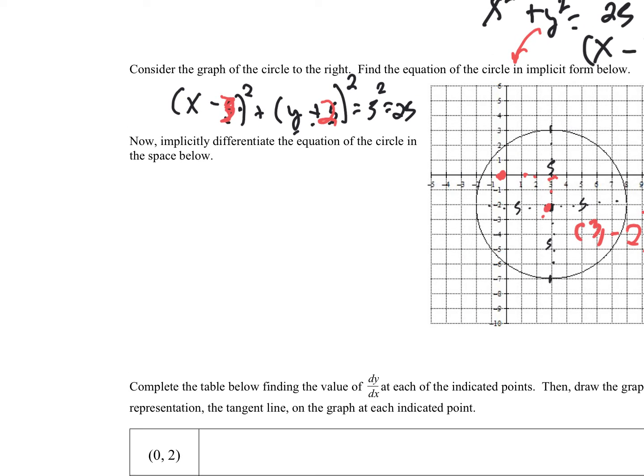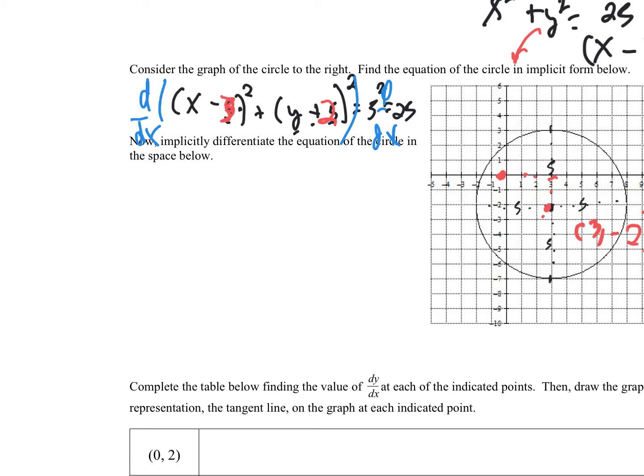I could implicitly differentiate just the way it is, and I should do it both ways. I could differentiate this from left to right by doing the derivative with respect to x of the left, and then the other side would be the derivative with respect to x of that constant. He didn't tell me to expand it.